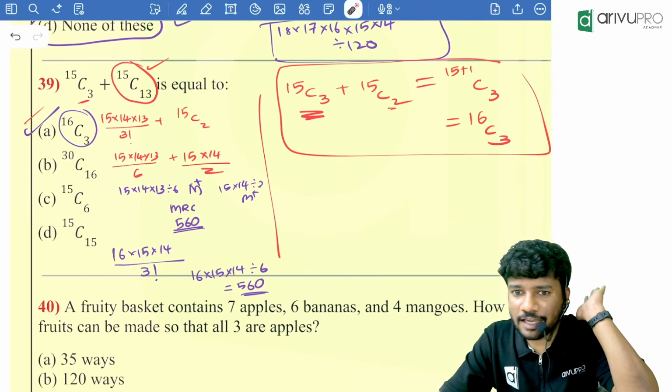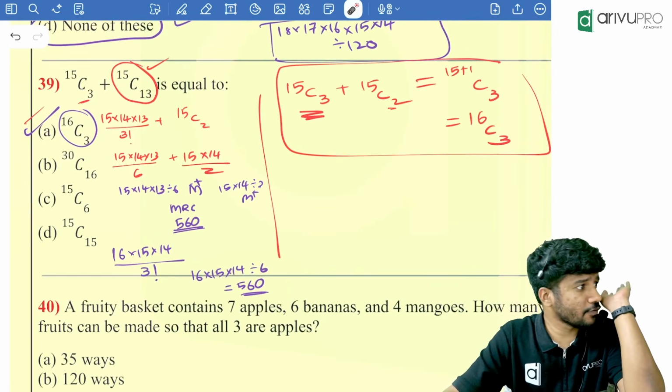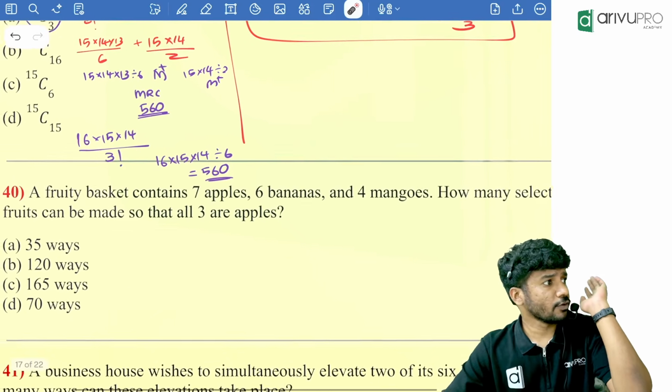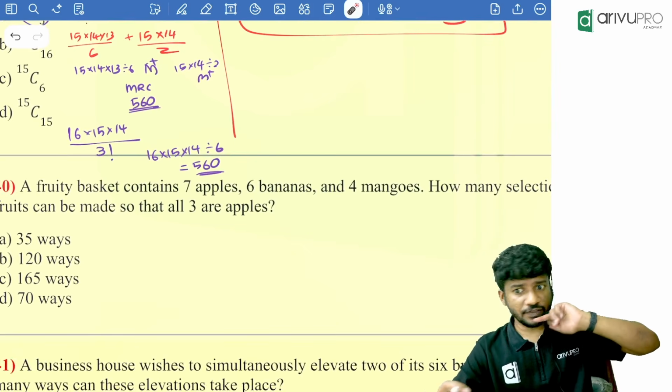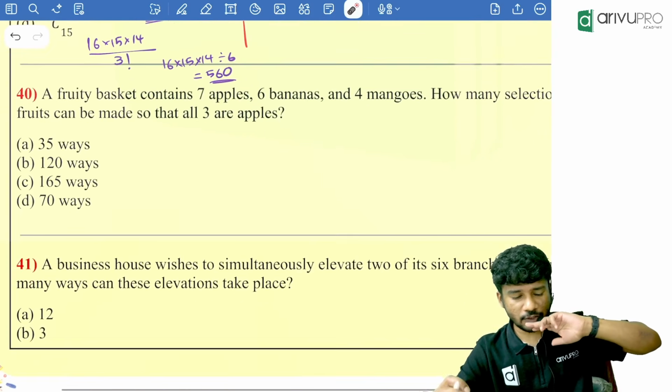Done now? Everyone? Clear, Soumya? Is it clear for you now? Rest of you, is everything clear? Pakka? Done? If so, the next question, direct question.